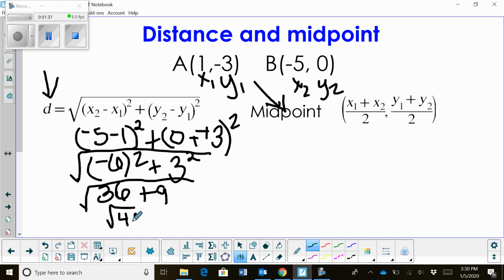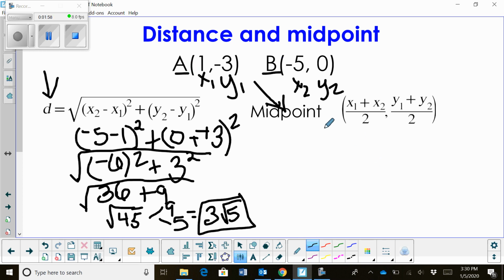Now this one will simplify, so let's simplify the square root of 45, and we know that's 9 times 5. So that's going to simplify to 3 square root of 5. And that is the distance or the length of the segment AB. Now let's find the midpoint of AB.